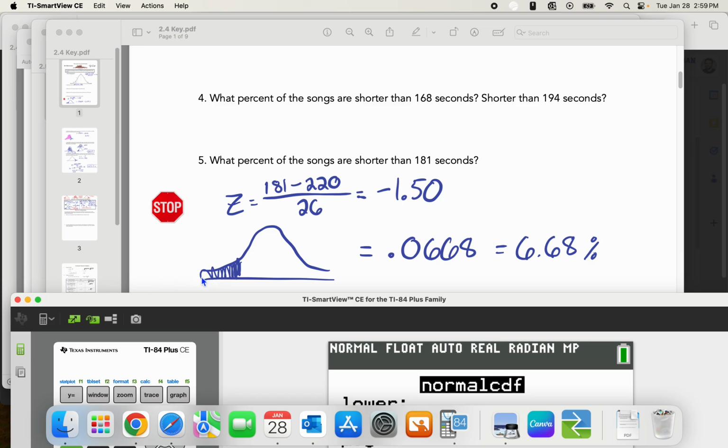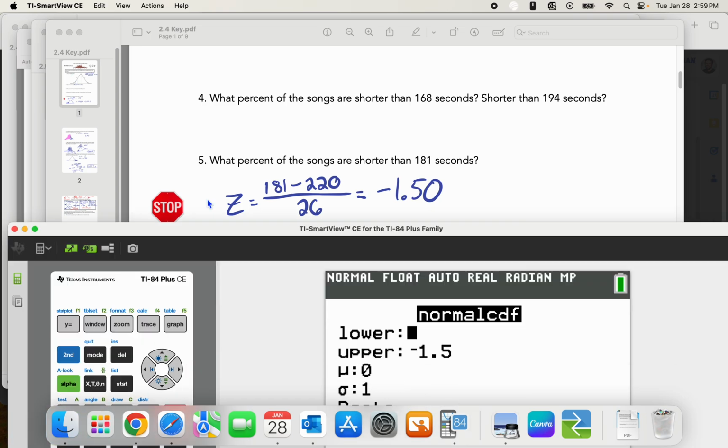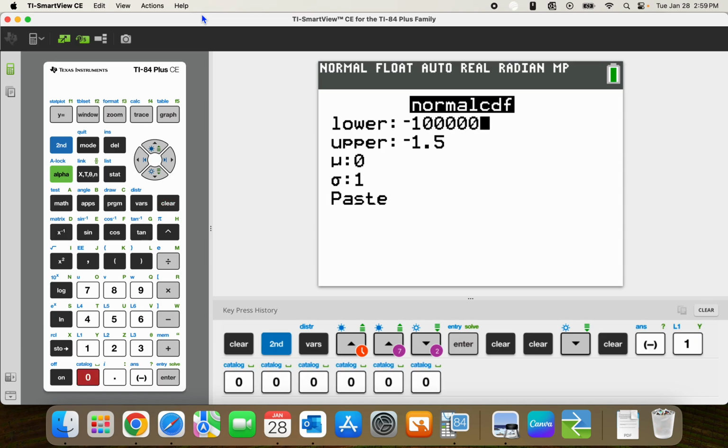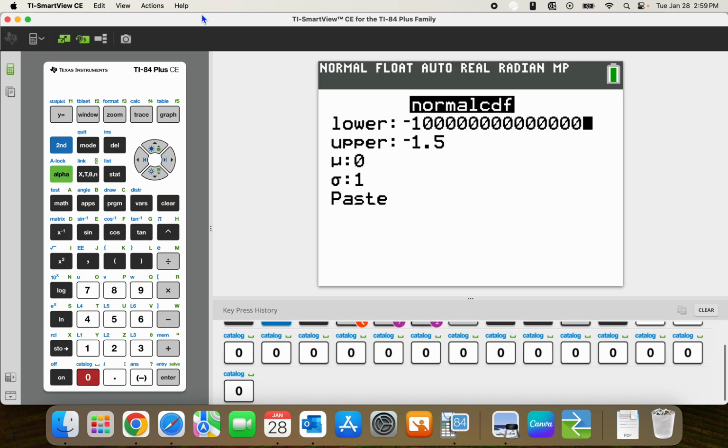If we look, we said earlier this shaded area technically goes on to -infinity. Well, we can't really type -infinity in the calculator. So what you can do is just type in a really, really negative number. Put in a -1 and a bunch of zeros, -9999999, whatever you need to do.